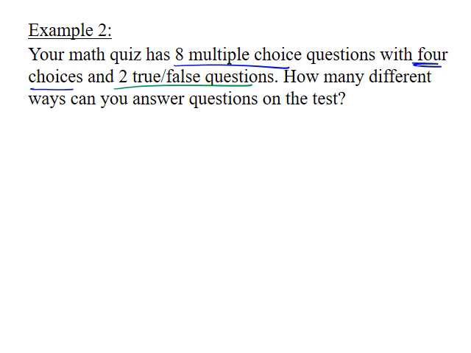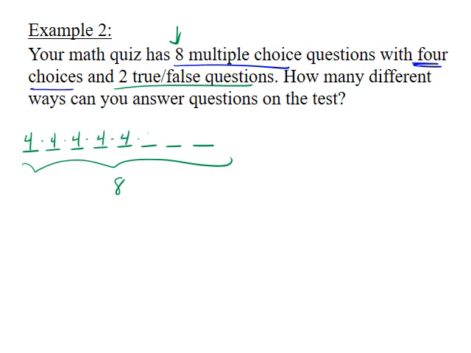Instead, we can do the following. We have 8 multiple choice questions, and they each have 4 choices. So there are 8 questions, 8 of these, and they each have 4 choices. 4 choices for this question, so on and so forth. And then finally, there are 2 true-false questions. Well, there are 2 answers, either true or false. So these are each 2.